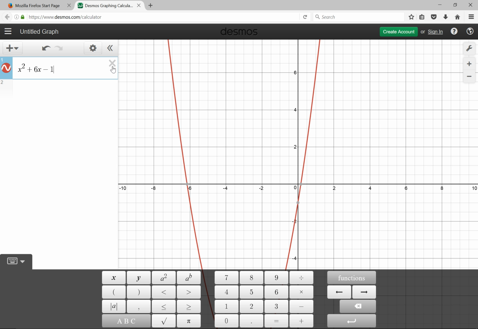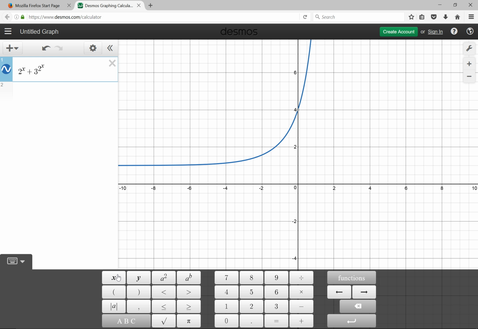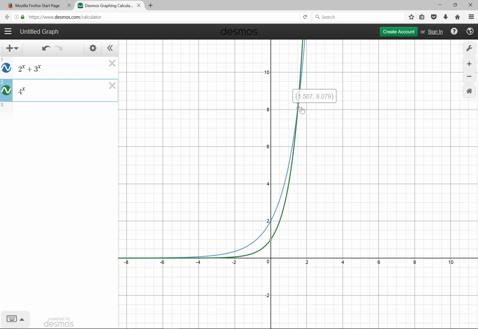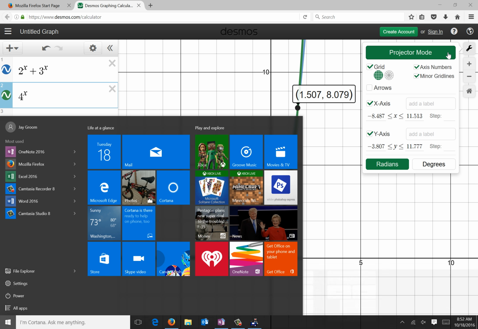I can do it a couple of ways. I think I'm going to do it 2 different ways. I'm going to go 2 to the x, and I'm going to do plus 3 to the x. And then I'm going to do 4 to the x, because what we're trying to say is we need to show that they're equal to one another. Hey, look what happens. 1.57. Isn't that between 0 and 2?